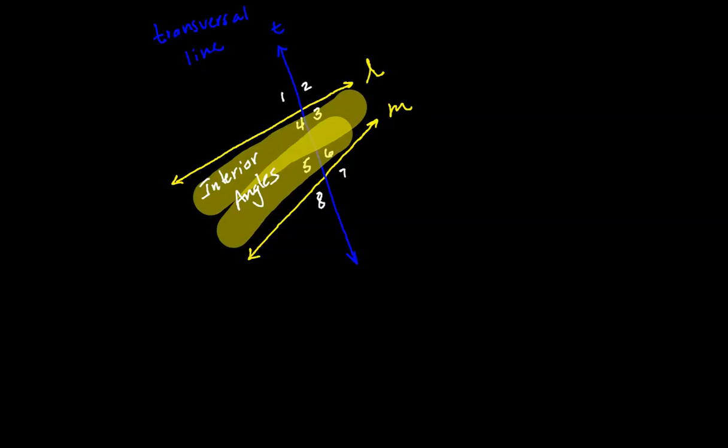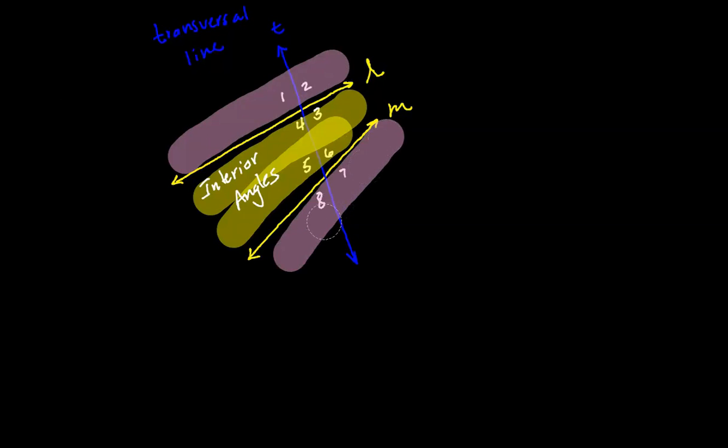Now, anything outside of the lines, of those 2 lines L and M, those are going to be the exterior angles. So these angles right here are known as exterior angles.